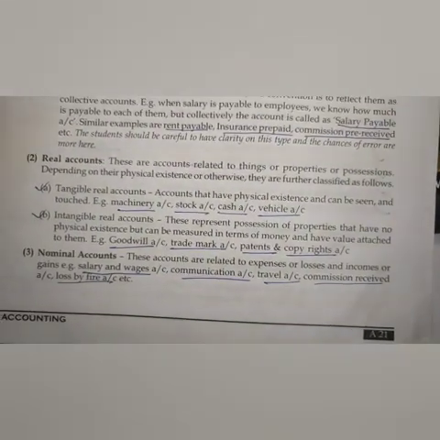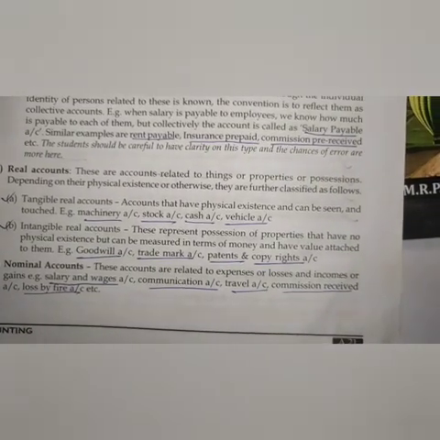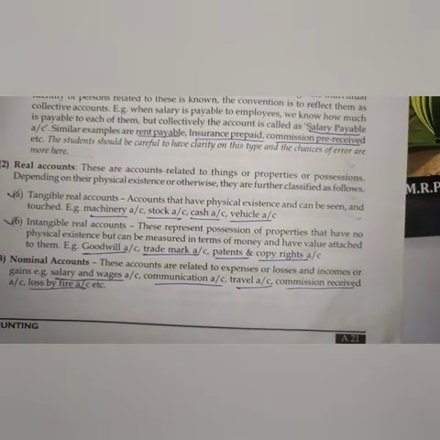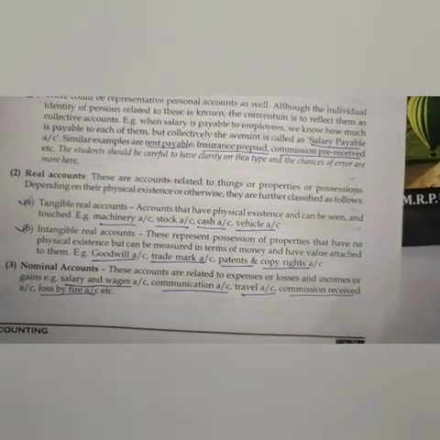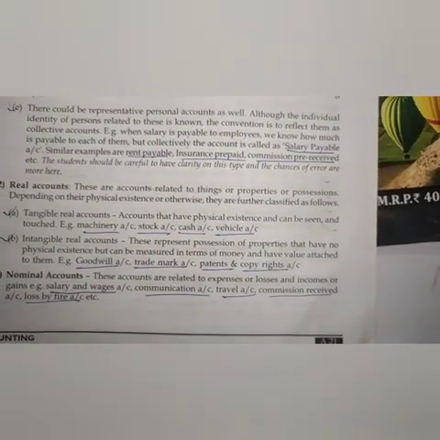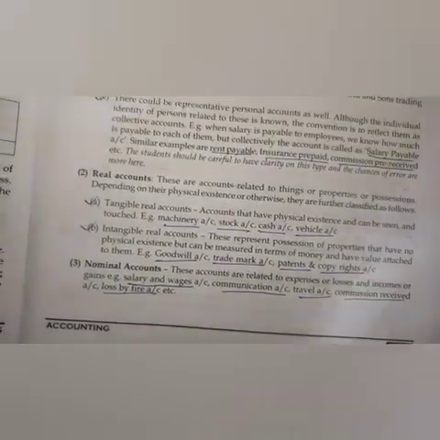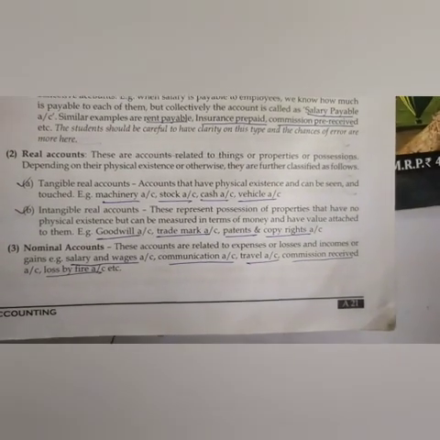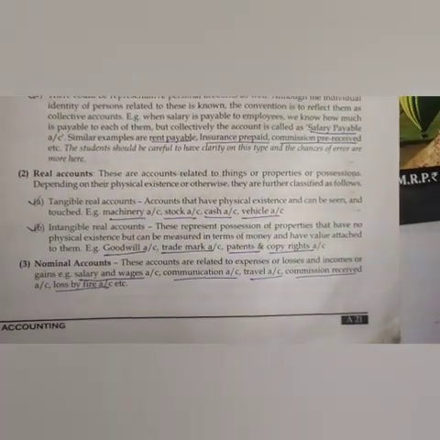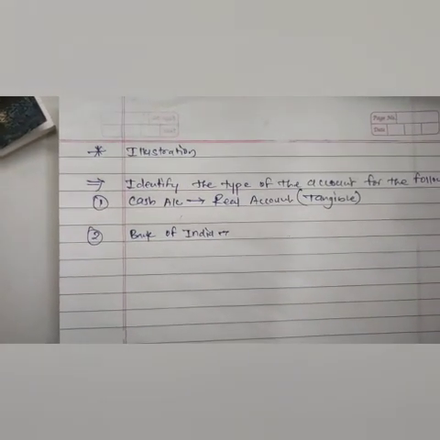The rule for the real account is that these are accounts related to the things or the property or the possessions, depending on the physical existence or otherwise, and they are further classified as tangible and intangible. Tangible accounts are accounts which have a physical existence and can be seen and touched. So for this cash account we can see and touch it, so it comes under the tangible real account.